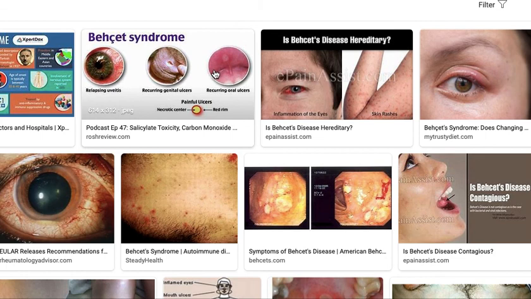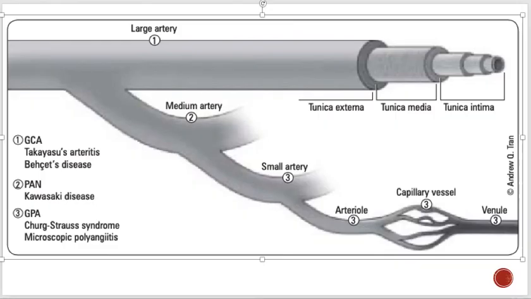Yes, oral ulcers, genital ulcers, uveitis, right? It was something like this: a person who cannot pee, cannot see, and cannot eat, but not in this sequence. It was easy to remember. So simply remember they present with genital, oral, and eye problems like uveitis, and some of them have neurological involvement as well. Just very few of them.